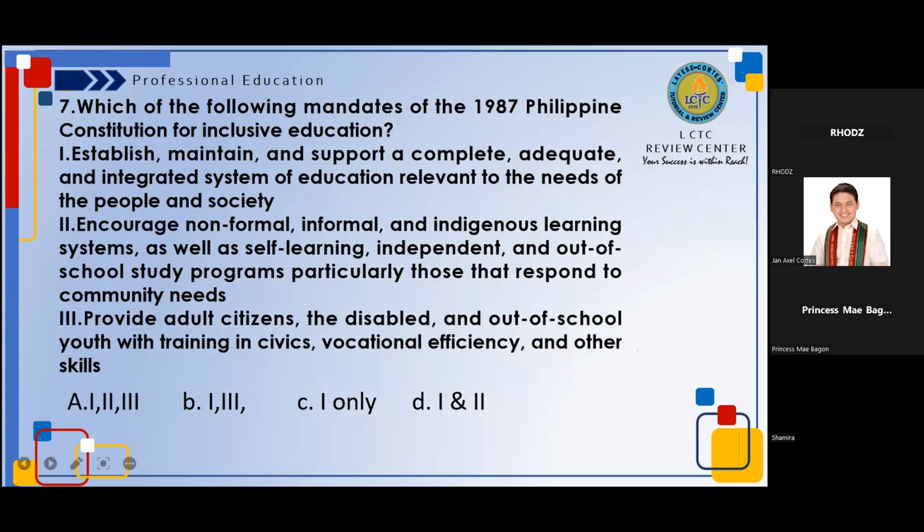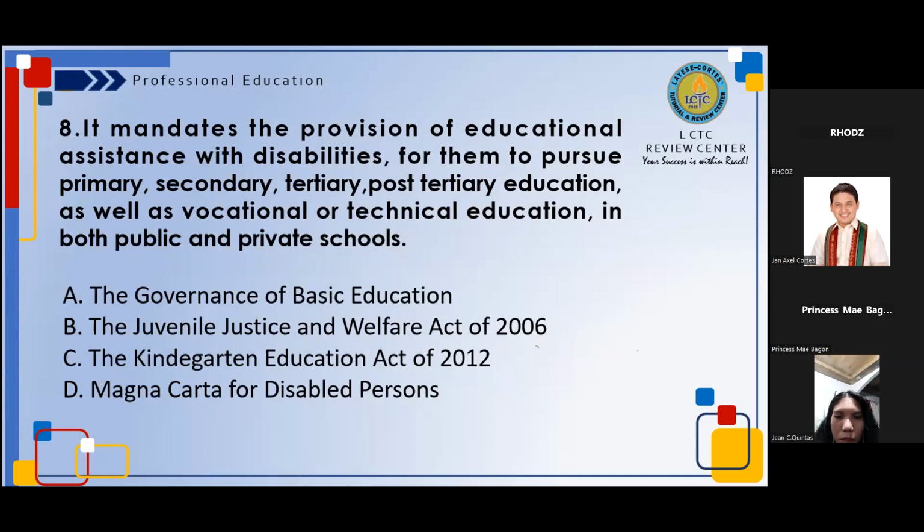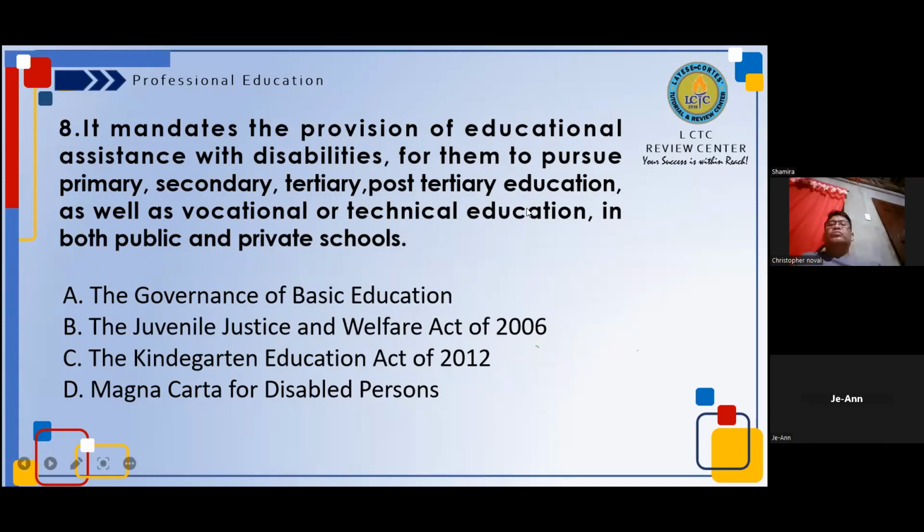All right. Number 8. It mandates the provision of educational assistance to persons with disabilities for them to pursue primary, secondary, post-tertiary education, as well as vocational or technical education in both public and private schools. What is that legal basis that also talks about educational assistance for persons with disabilities? What do you think is the answer? A, Governance of Basic Education. B, Juvenile Justice and Welfare Act of 2015.